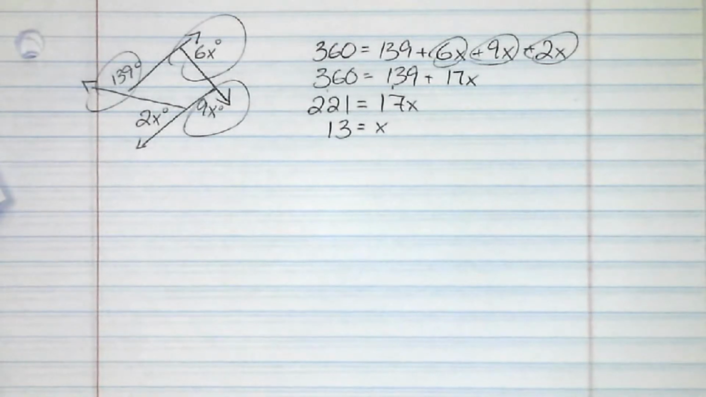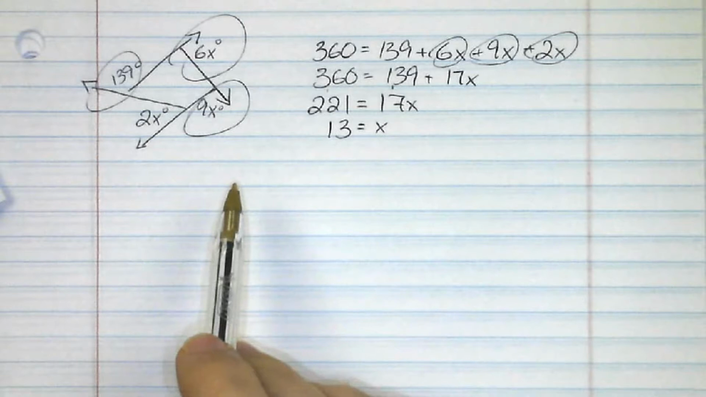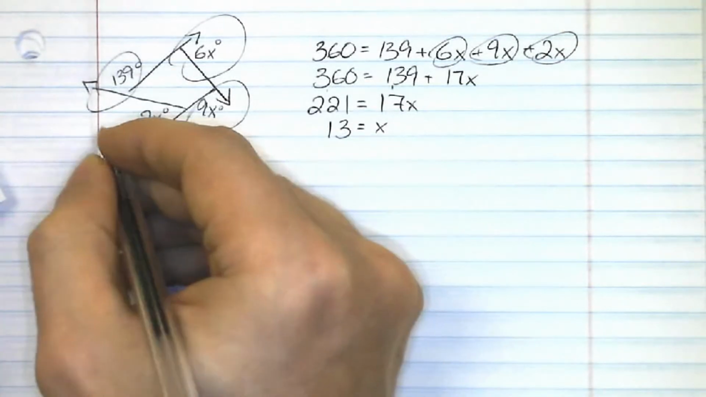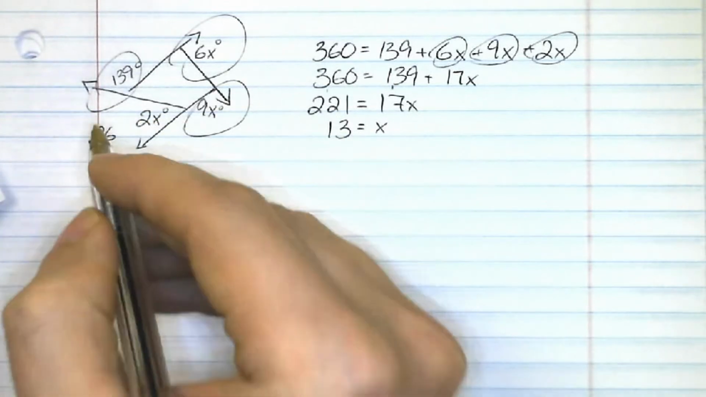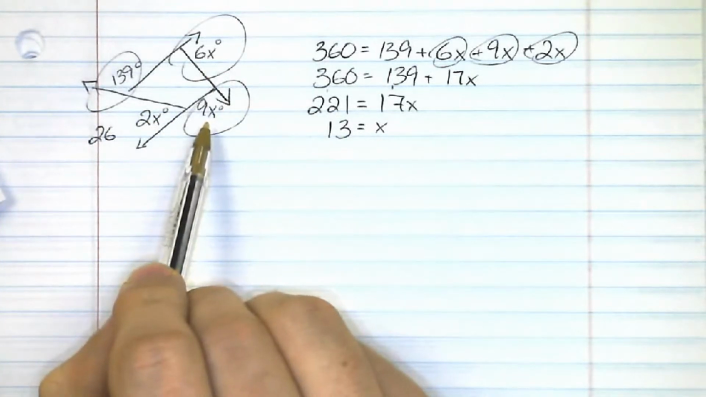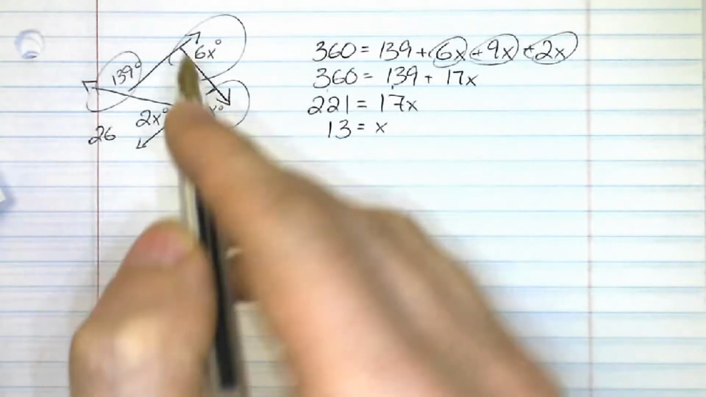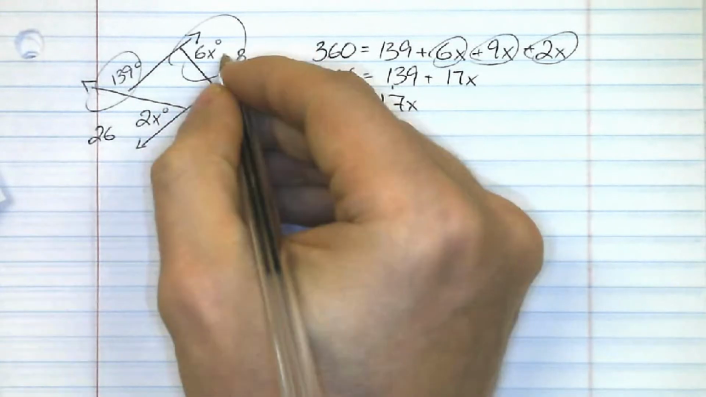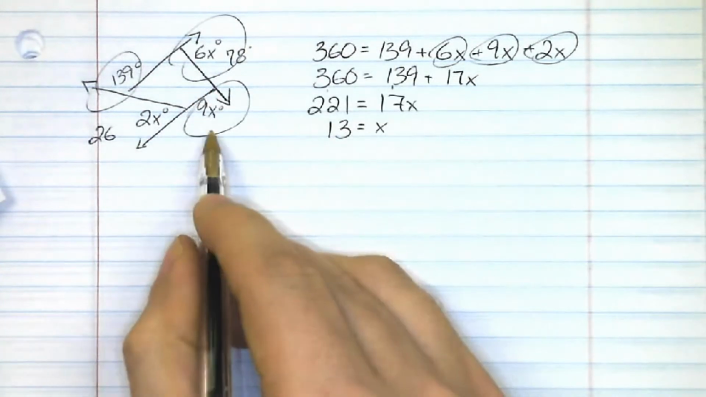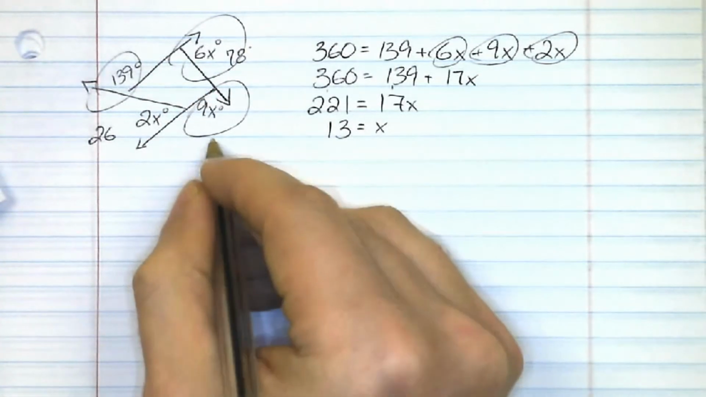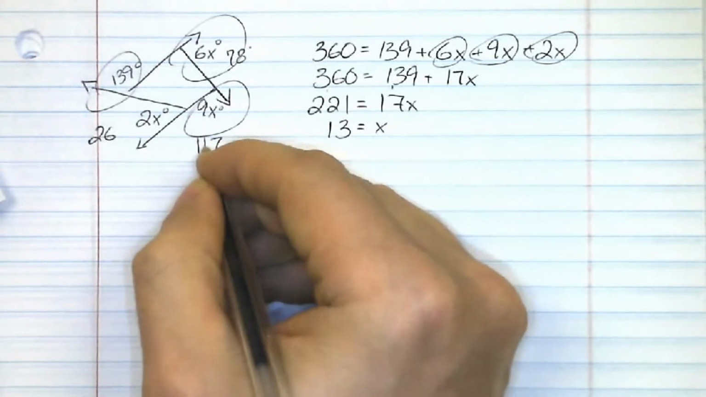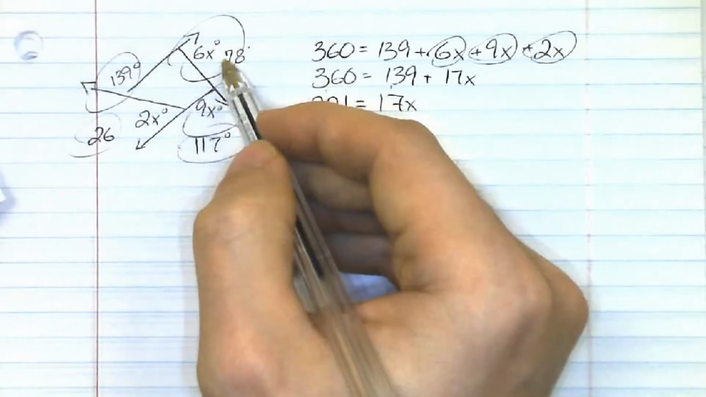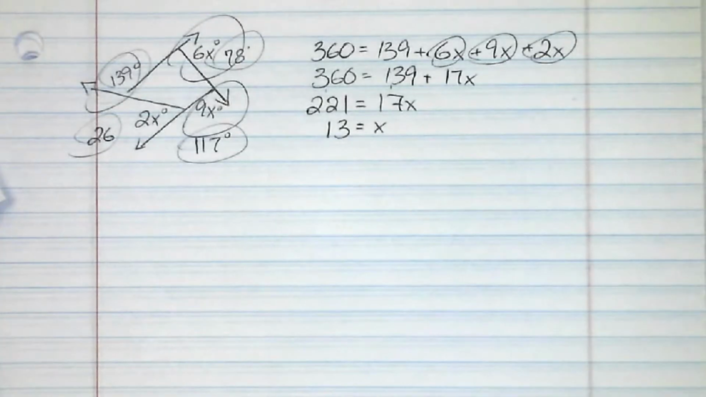Now, if I want to figure out what each and every single one of these sides are, here it would be 2 times 13, which would be 26. Right here, I would have 6 times 13, and 6 times 13 would be 78. And here, I would have 9 times 13, 117. And if you want to check this, if you add up all of these, it should add up to 360.